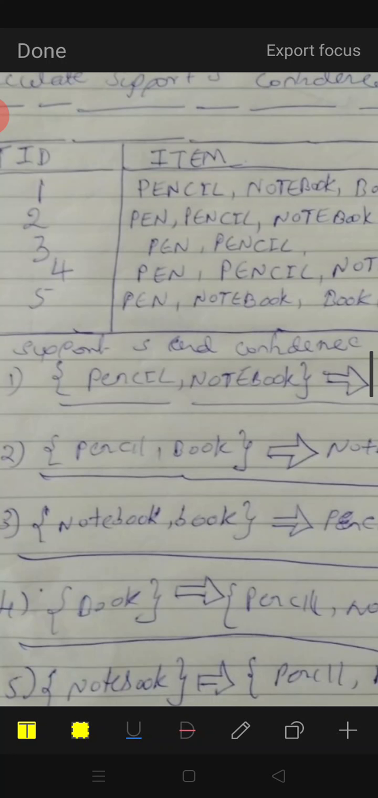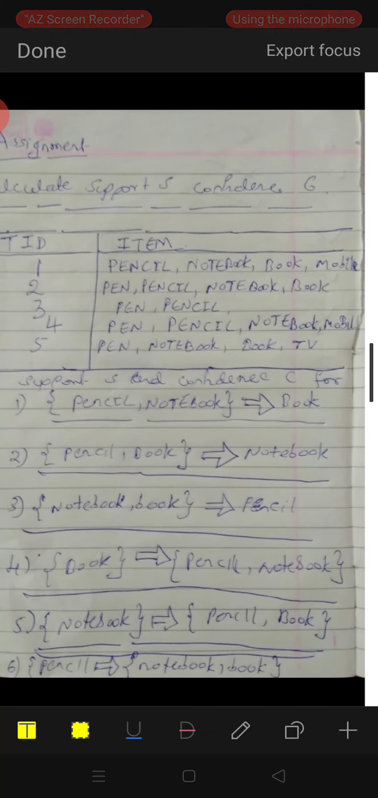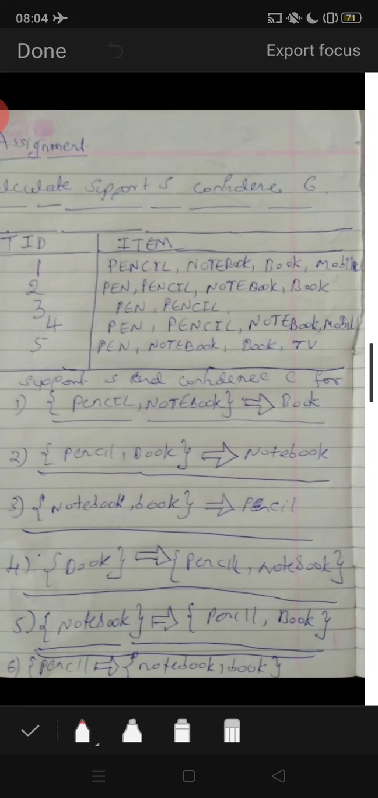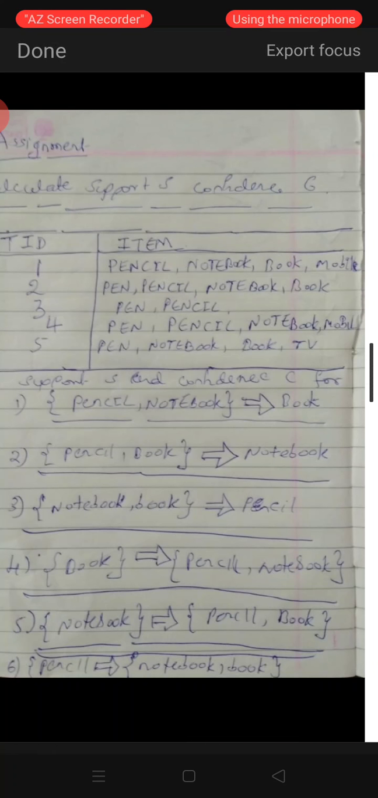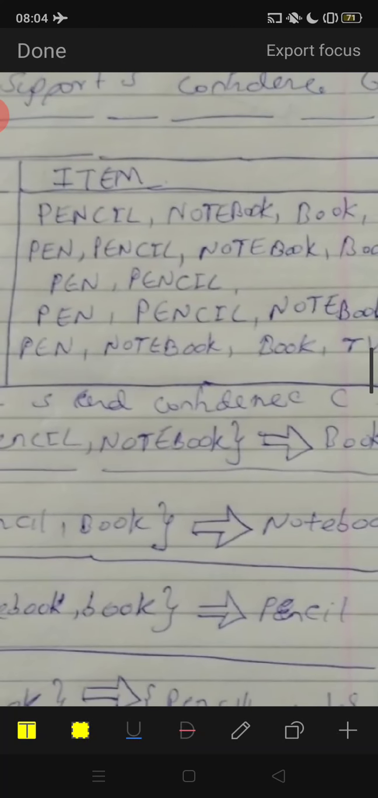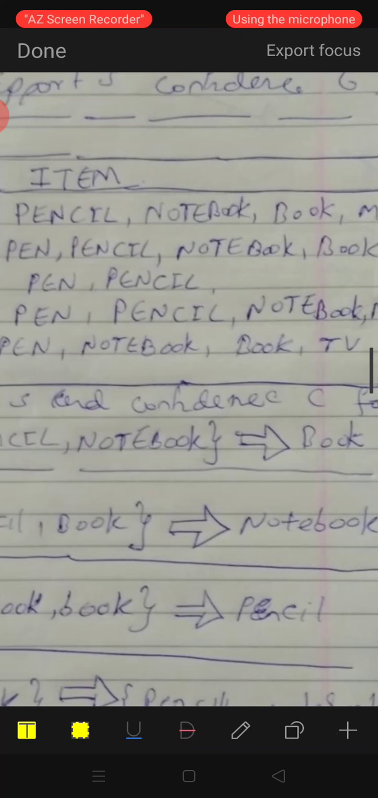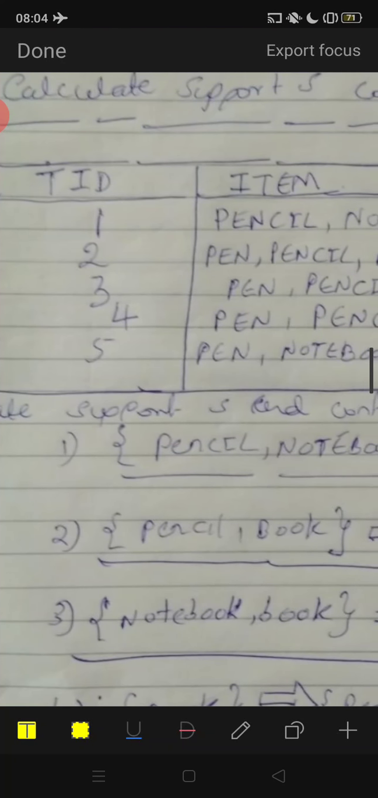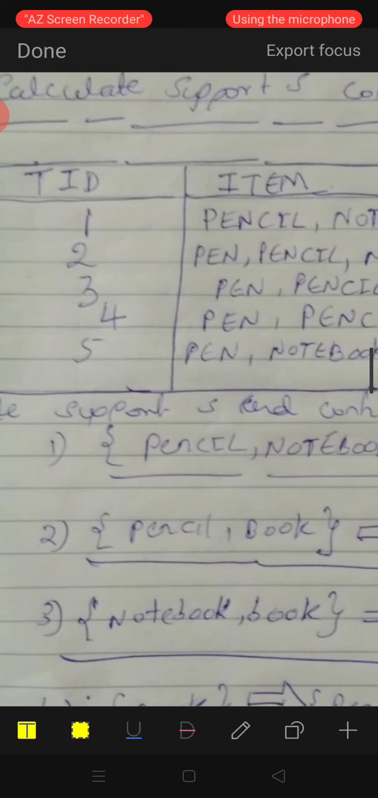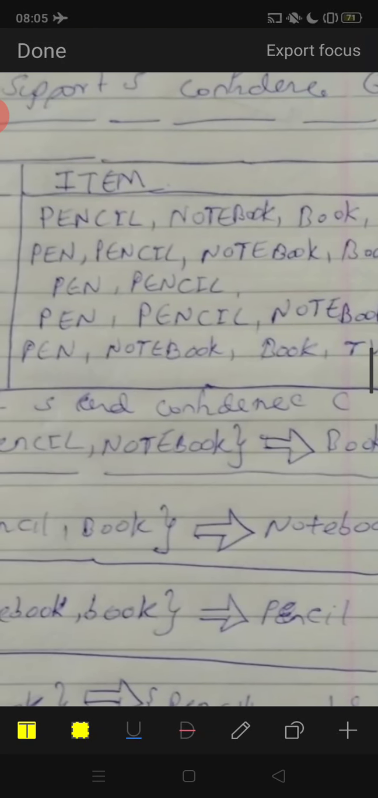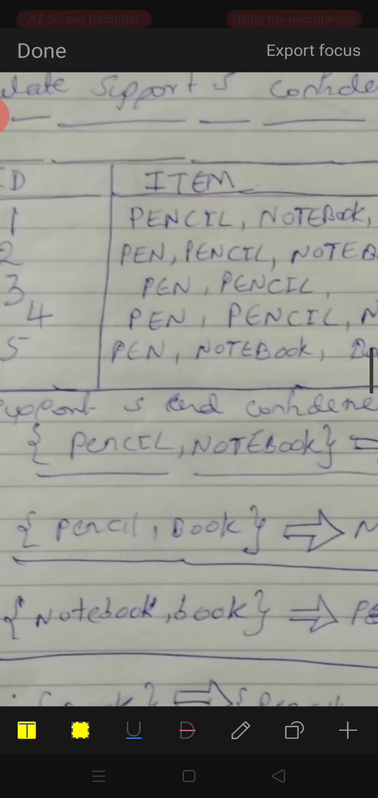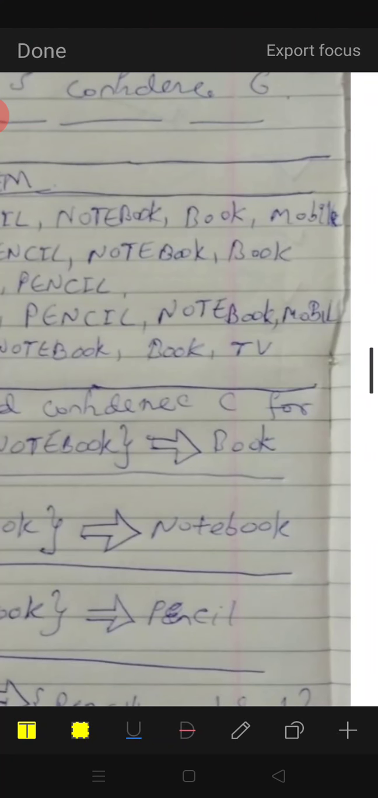Here a total of 5 transactions are available. First transaction: pencil, notebook, book, mobile. Like this, he has given a total of 5 transactions. Second transaction: pen, pencil, notebook, book. Third transaction: pen, pencil. Fourth transaction: pen, pencil, notebook, and mobile. Fifth transaction: pen, notebook, book, and TV.